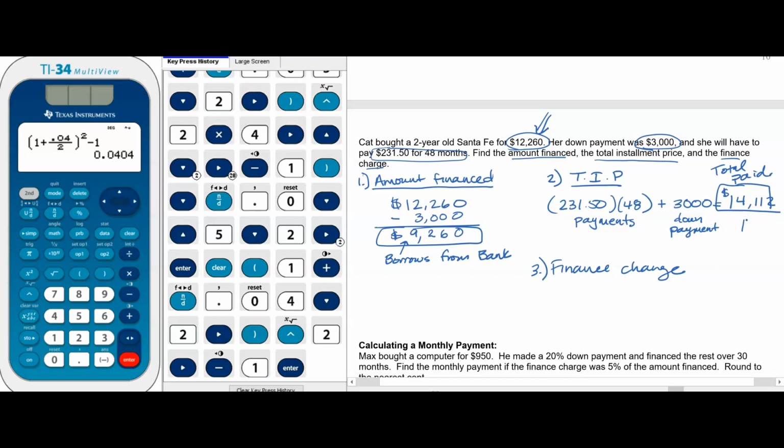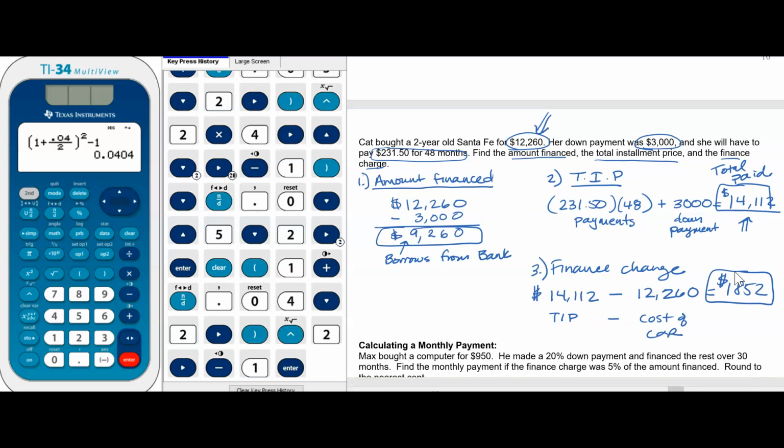So we just figured out that she paid $14,112 for the car. Let's subtract the cost of the car. So this is the total installment price, and we're going to subtract the cost of the car to see how much extra she ended up paying above and beyond the cost of the car. And if we do that, we get $1,852. So she paid $1,852 just in exchange for making payments. Had she had all of that money up front, she would actually have saved $1,800.